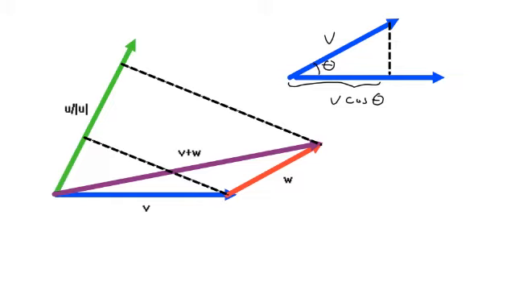Okay, so the important thing here is that v cosine theta is not the dot product of u and v. If this is u, then u dot v is length of u, length of v, cosine theta. Now here we have v cosine theta, which is what we're referring to up here, okay?